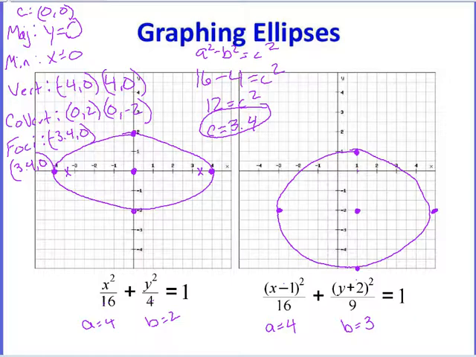And that is it for circles and ellipses. So you have to graph them, graph the foci, and then make sure that you list out and be able to identify all of these key characteristics.